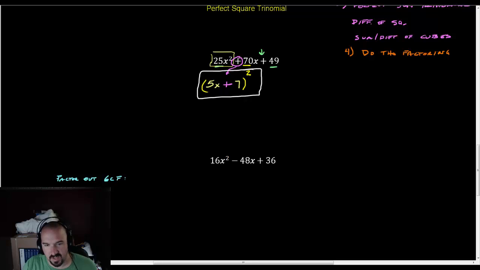Well, 16 does go into 48, but does not divide 36. So the next one would be 8. 8 divides 48, but 8 does not divide 36. Next one is 4. 4 divides 16, 48, and 36. So I'm going to pull out a 4. And what's left is 4x squared minus 12x plus 9.